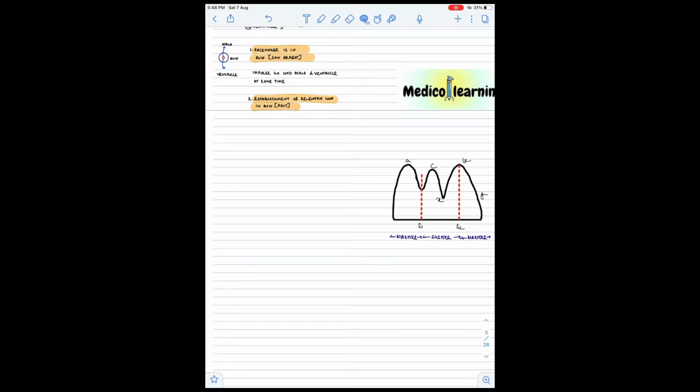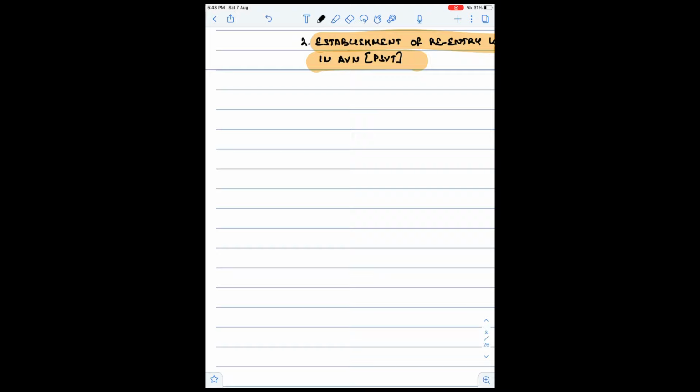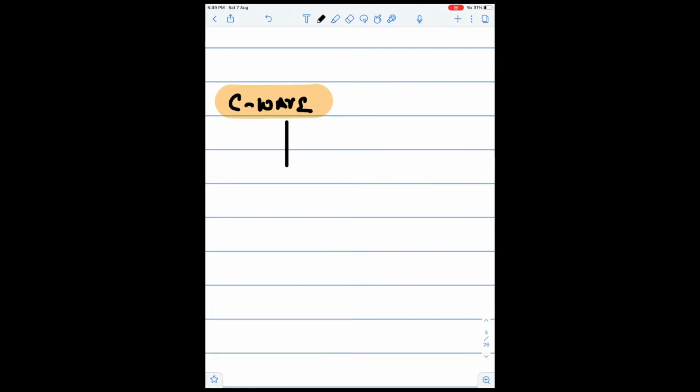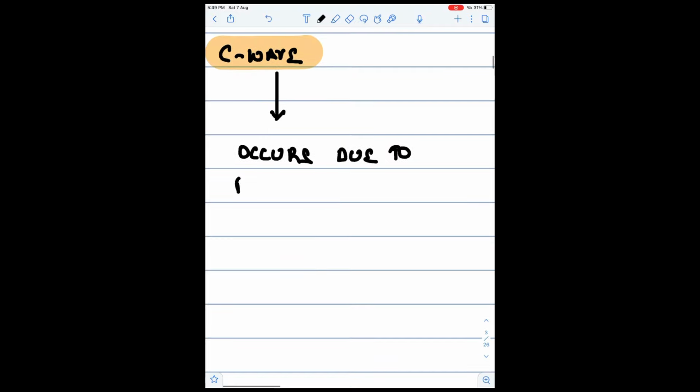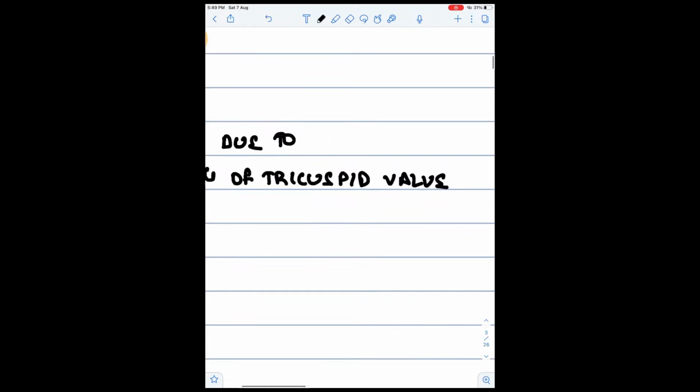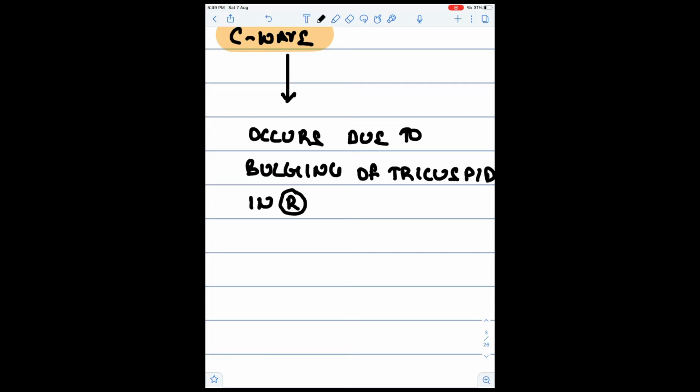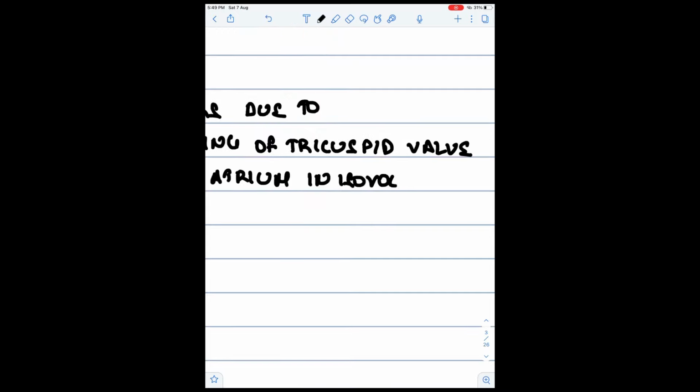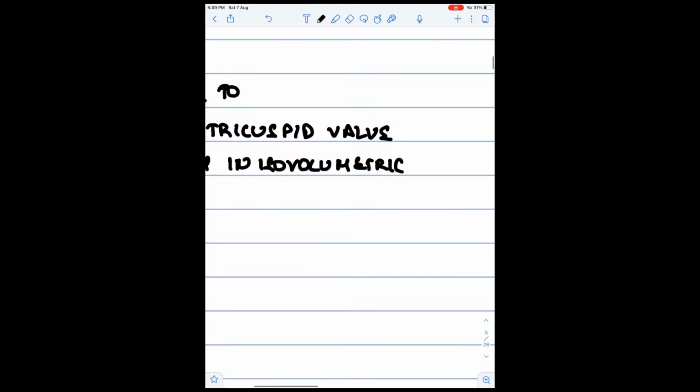So we have studied about A waves. Now we shall be discussing about C waves. After A waves comes the C wave. C wave, as already told, is also a positive deflection. It occurs due to the bulging of the tricuspid wall in the right atrium in isovolumetric contraction phase of the right ventricle.